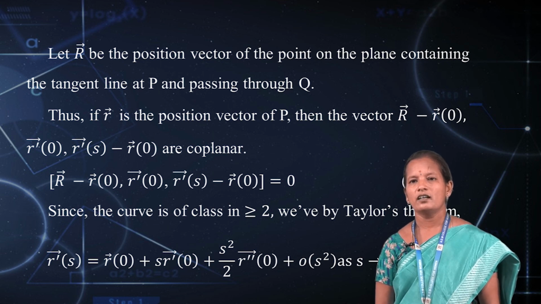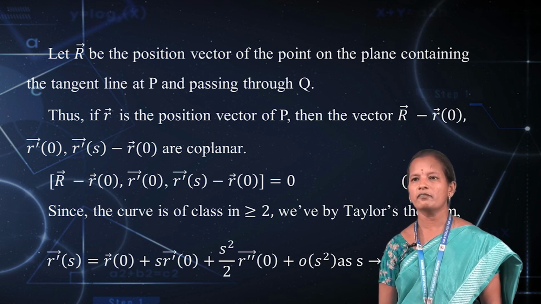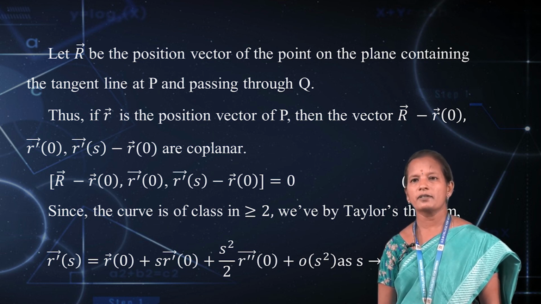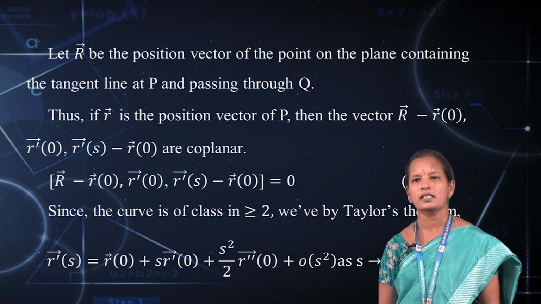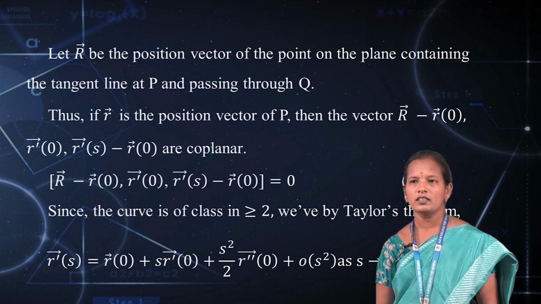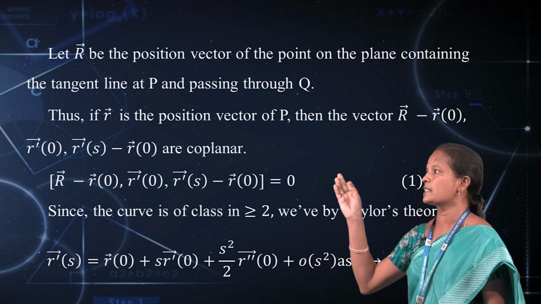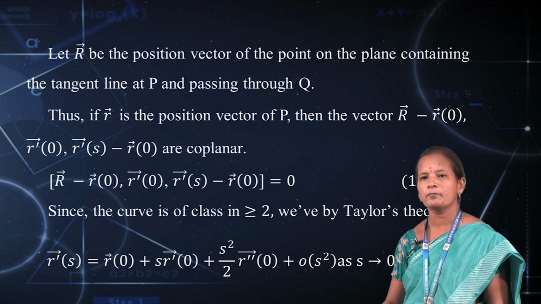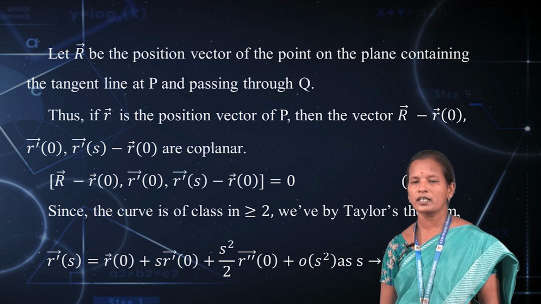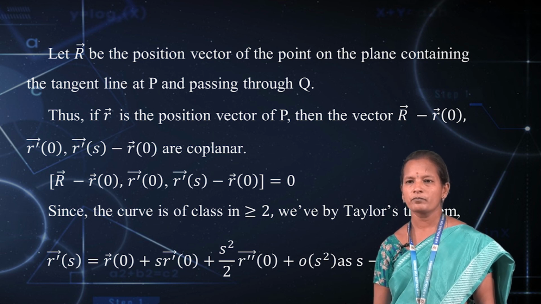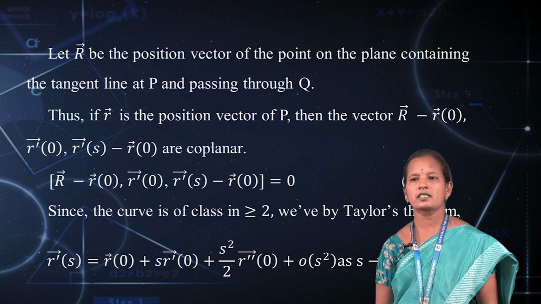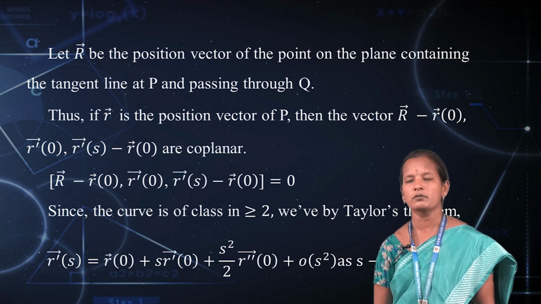You know this well. Here also we are applying the same concept. The vectors capital R minus small r of 0, r dash of 0, and r of s minus r of 0 are coplanar, so the condition is that the box value of the three vectors equals 0. That is equation 1. Since the curve is of class m greater than or equal to 2, by Taylor's theorem, r of s equals r of 0 plus s into r dash of 0 plus s squared by 2 r double dash of 0 plus order of s squared as s tends to 0. We take this as equation 2.